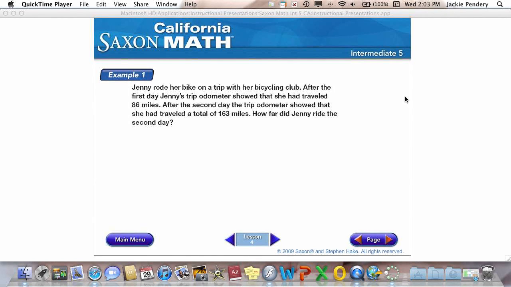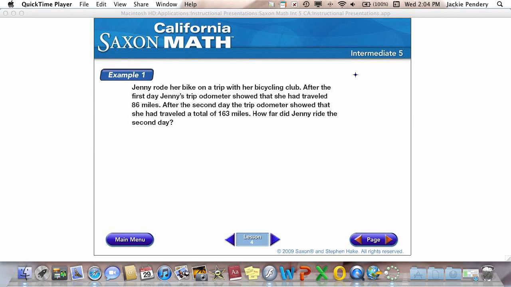Hi everybody, today we are going to be talking about Lesson 4, Addition and Subtraction Word Problems. Okay, so with the word problem, we kind of have a 4-step system. So let's review those steps before we jump into example 1.